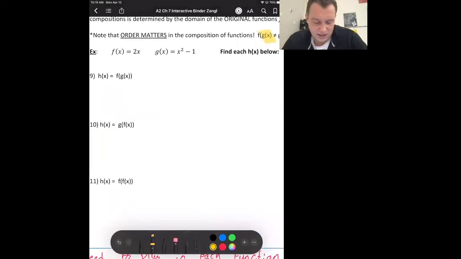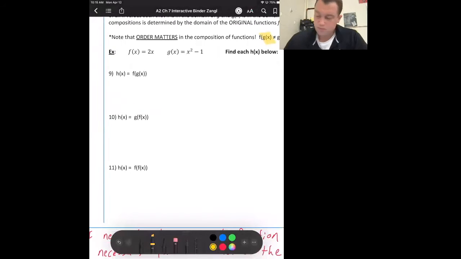So it says find each h of x below. Okay, so what this means here. So let's go ahead and talk about this. My f of x is going to be 2x. And my g of x is going to be x squared minus 1.